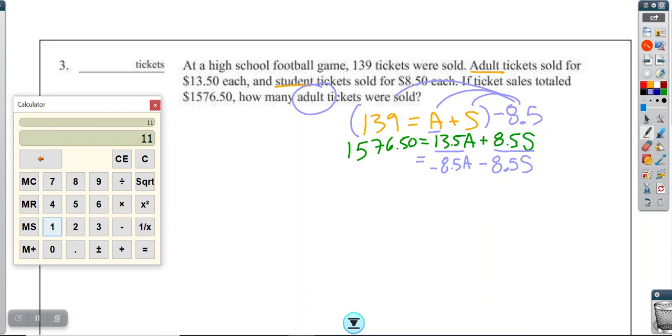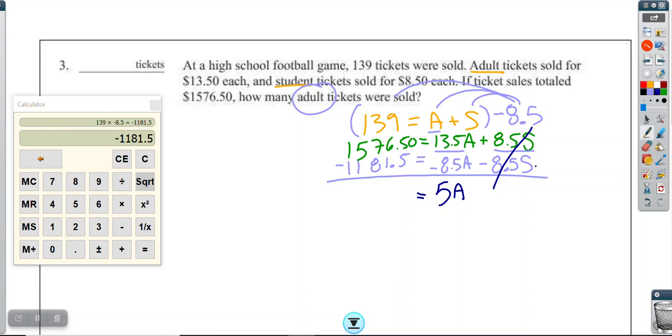So I have 139 times 8.5, and that's a negative, right? So we have a total of -1181.5. The cool thing about this is when I add the two equations together, the student tickets are going to go away, because 8.5s minus 8.5s is 0, that cancels out. So 13.5a minus 8.5a is just 5a.